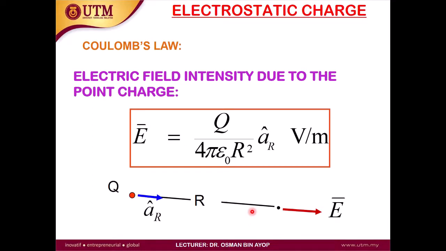Next, electric field intensity due to a point charge. This is a general definition. E is equal to Q divided by 4 pi epsilon naught R squared, and it has a unit vector aR, volt per meter. Okay, let's say we want to find the E field, or electric field intensity, at this point. So this is the formula.